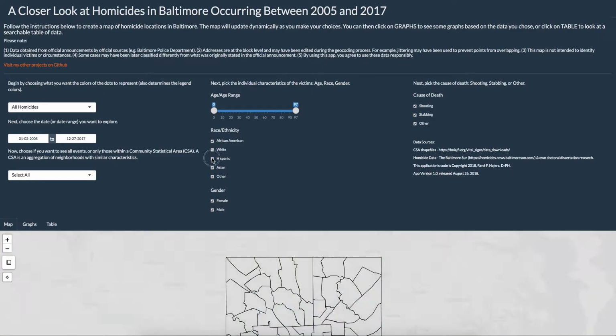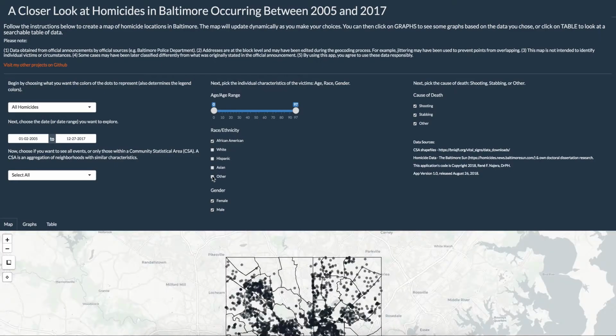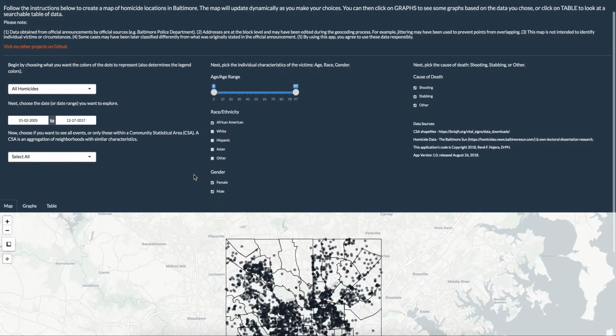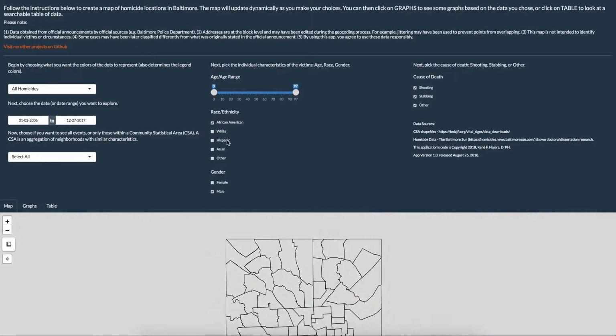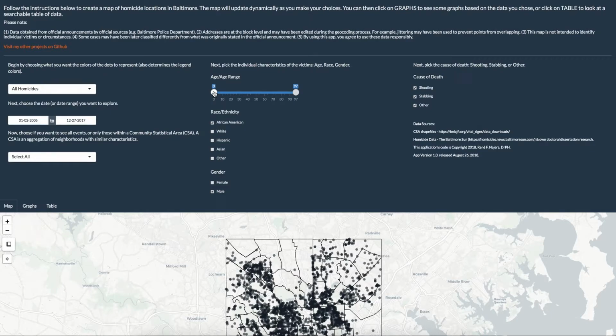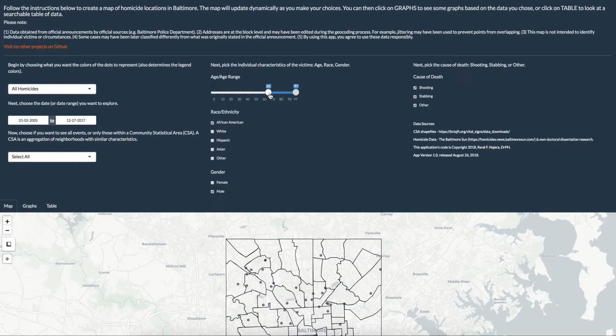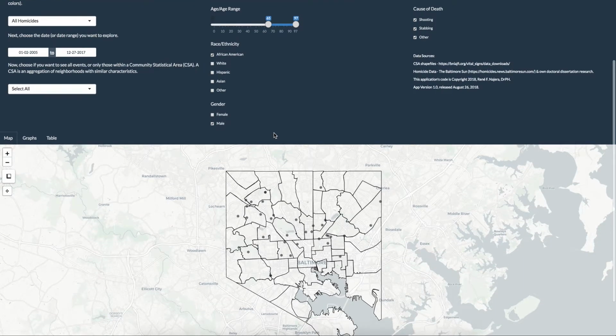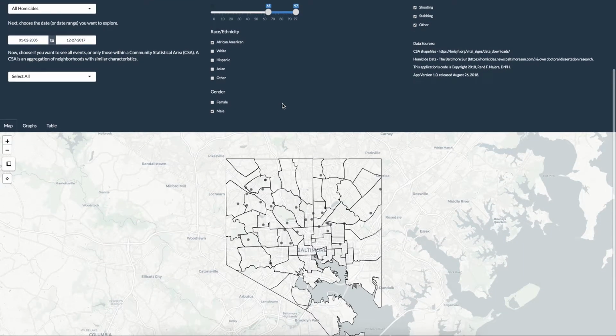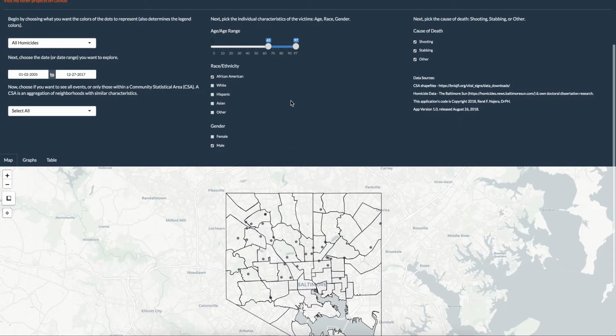And as you see, as I click on the options, the map down here starts being updated. I'm going to say men, so click the female to undo that option, and then over the age of 65. So this is inclusive, so 65 and over. So you see that the homicides for men 65 and over are pretty well dispersed throughout the whole city. They're not as concentrated.